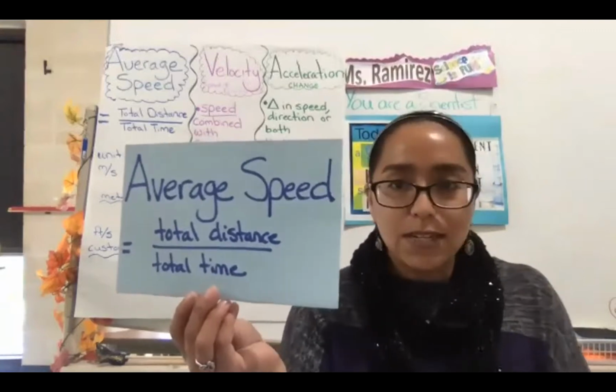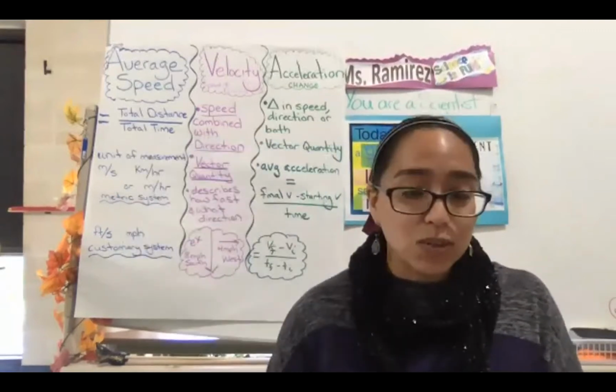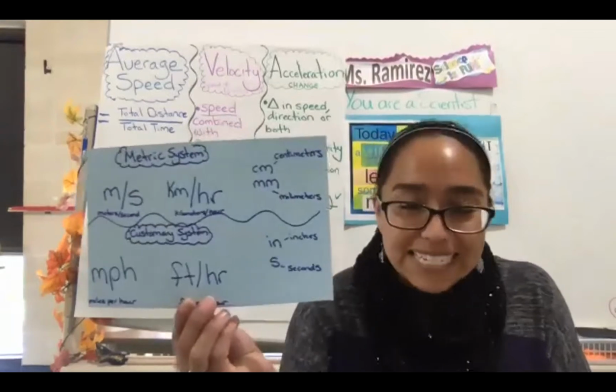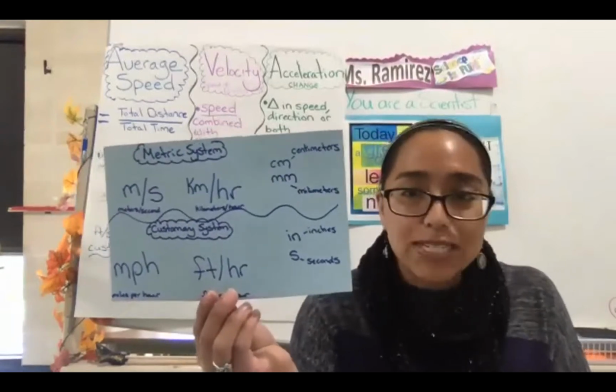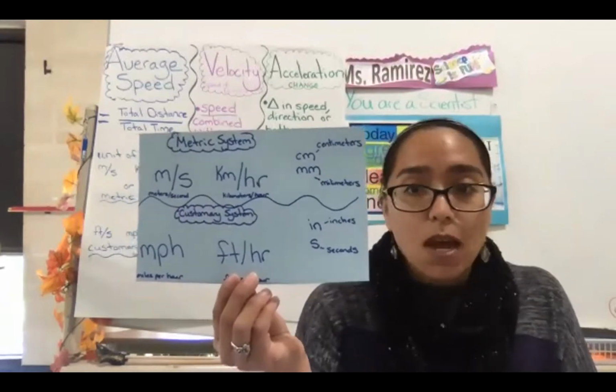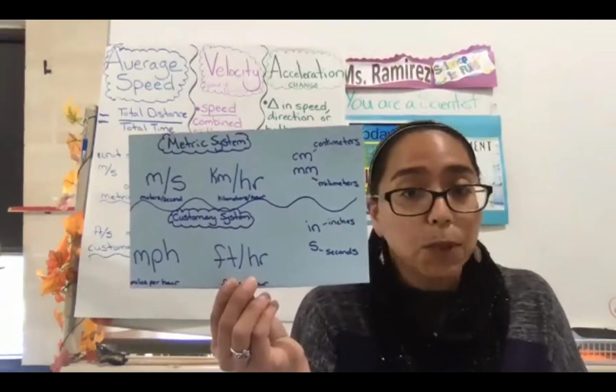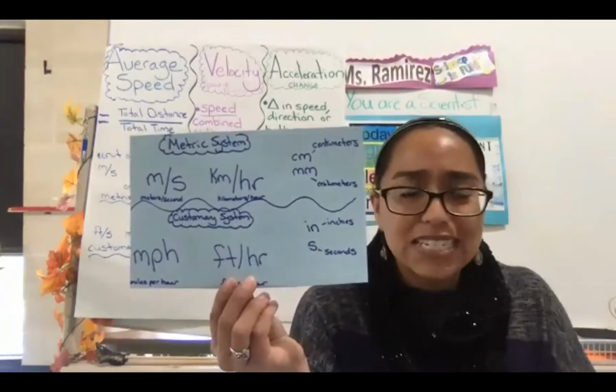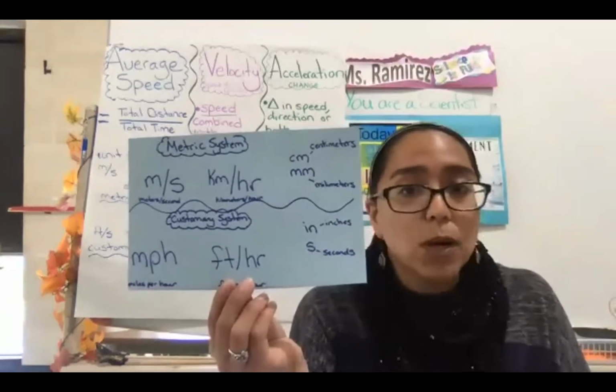So super easy equation for average speed, and the units for average speed, scientists and most of the world use the metric system. So the units for average speed will be in meters per second or kilometers per hour, or if it's a short distance, we can use centimeters or millimeters.